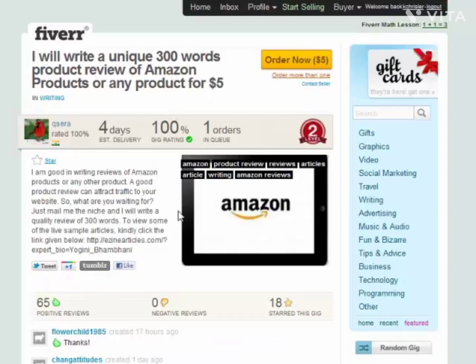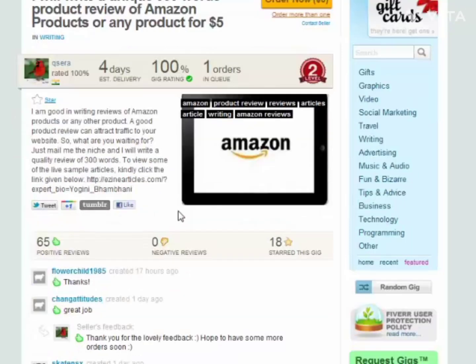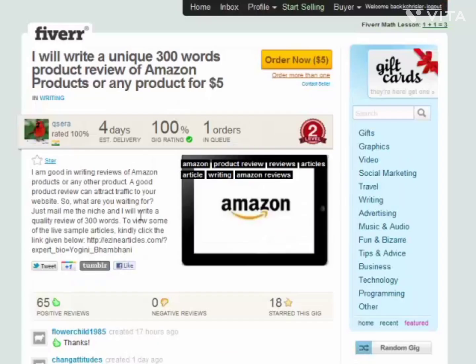So what you want to always do on Fiverr is look at the gig ratings, because that's basically how Fiverr polices itself. If you buy something and it's crap, you give a negative review. And if enough people give a negative review, you're going to have a bad gig rating, and everyone can see, basically, not to use that gig. So that's how you use Fiverr. You just order now, and then tell them what product you wanted them to review.